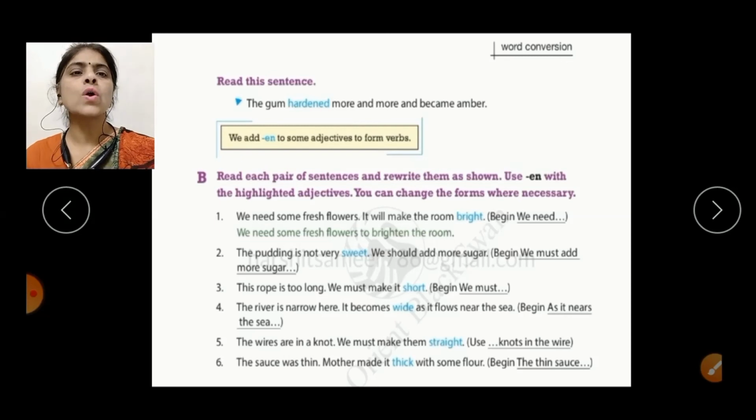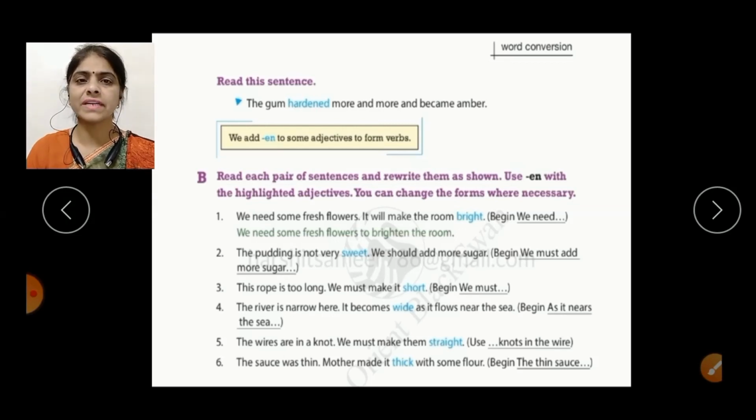The sentence is, we need some fresh flowers. It will make the room bright. In this sentence we have the highlighted word bright, which is an adjective, and along with it we have some words in the bracket. Begin, we need. So here we have to start the sentence with we need. So let's have the reading of the completed sentence. We need some fresh flowers to brighten the room. Here you can observe that brighten is a verb which is formed out of bright after adding en. As the exercise is already completed on the next slide, let's have the reading of it.